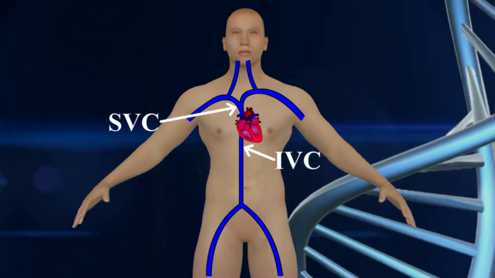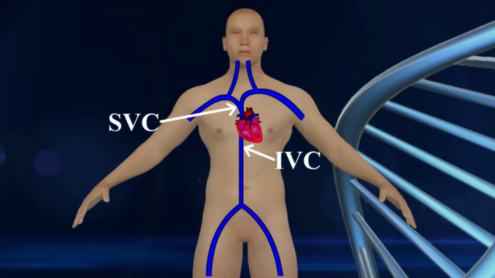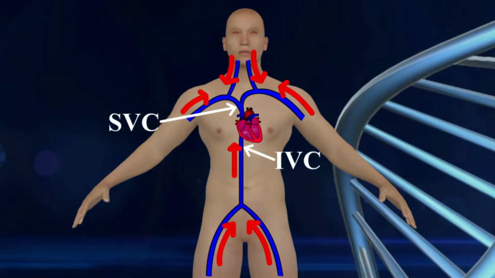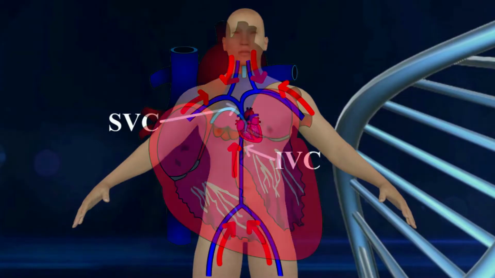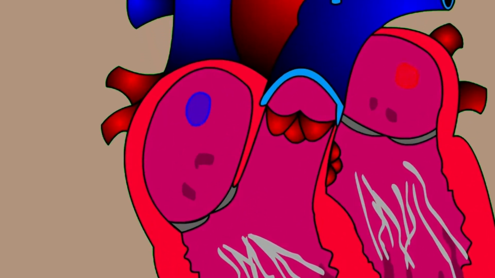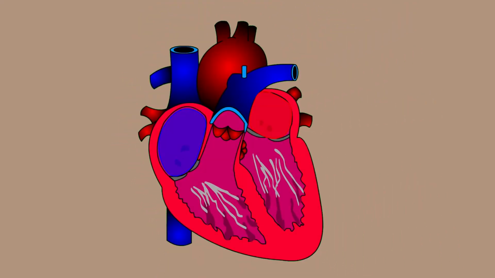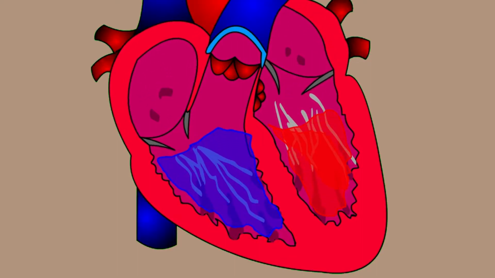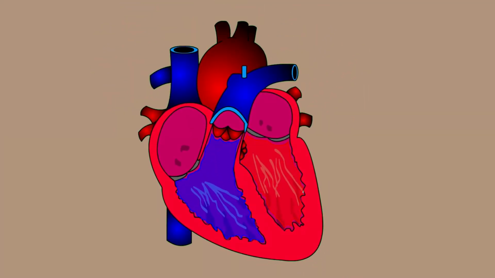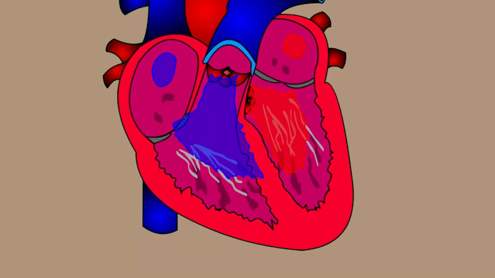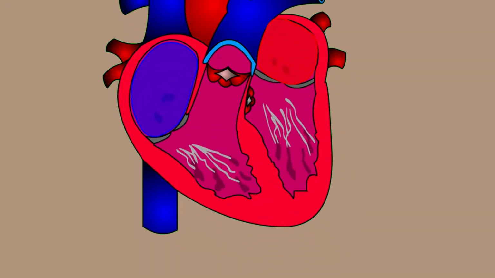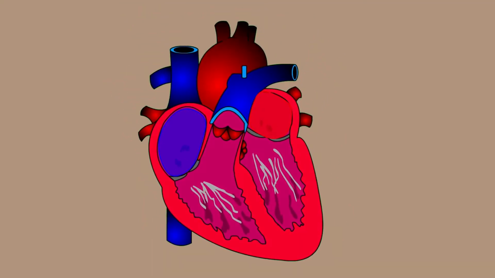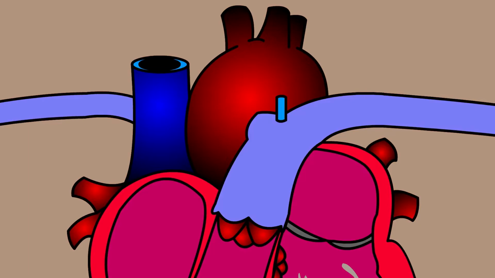Deoxygenated blood coming from the head, neck and upper limbs reaches the heart through the superior vena cava, and deoxygenated blood from the trunk and lower limbs reaches the heart through the inferior vena cava. The blood enters into the right atrium. The blood is passively and actively transmitted into the right ventricle through the tricuspid valve by the contraction of the atrium. Then the right ventricle contracts. The blood enters the pulmonary trunk through semilunar valves.